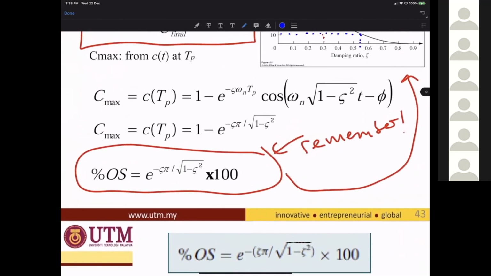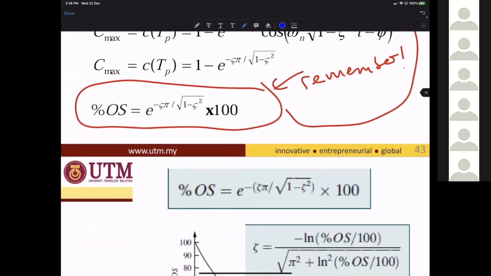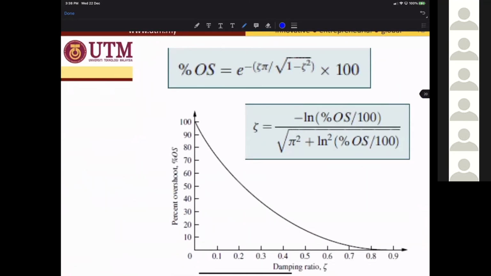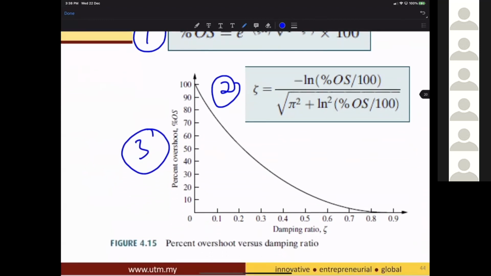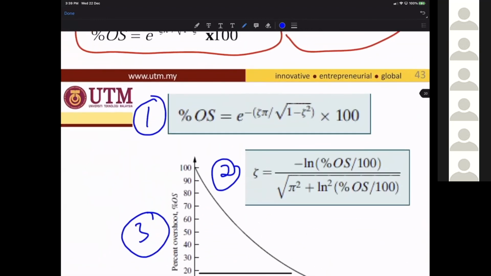You can remember the formula and you can use the graph. Both will do. Basically, there are three methods. One is using the overshoot formula. One is using the zeta formula, which uses a natural logarithm, and the other one is using a standard graph. Okay, all methods can be used to find zeta and OS.